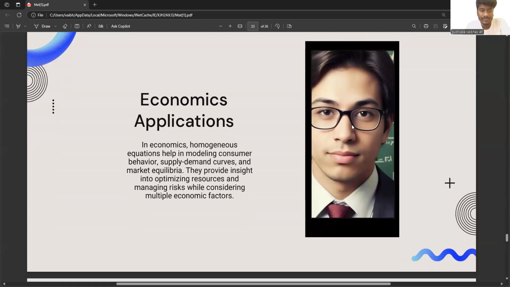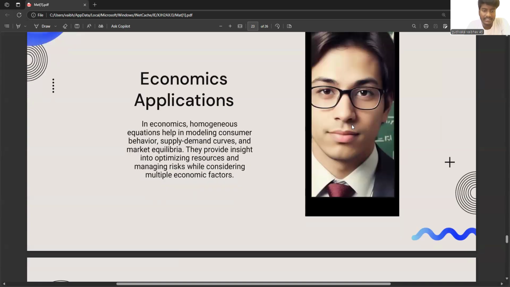Economic applications. In economics, homogeneous equations help in modeling consumer behavior, supply and demand curves, and market equilibrium. They provide insight into optimizing resources and managing risk while considering multiple economic factors.